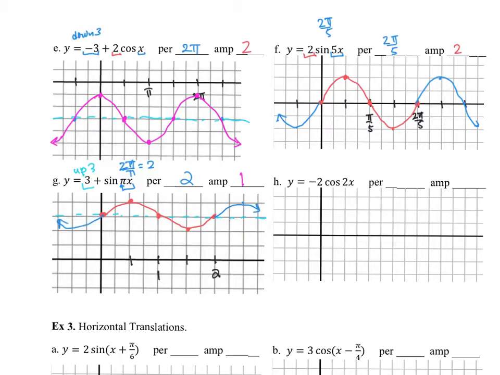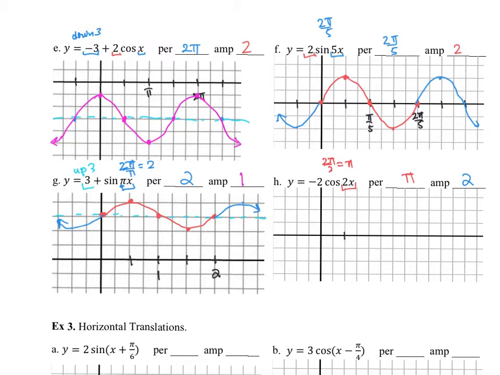Okay, for h, it's a cosine function. It has a negative in the front, and we're going to mess with the period. Okay, so in this case, the period is 2 pi over 2, which is pi. The amplitude is positive 2. The amplitude is always positive. The negative is going to indicate a reflection.